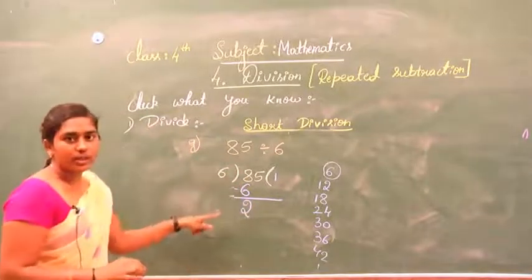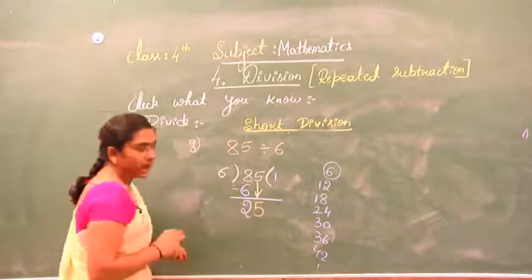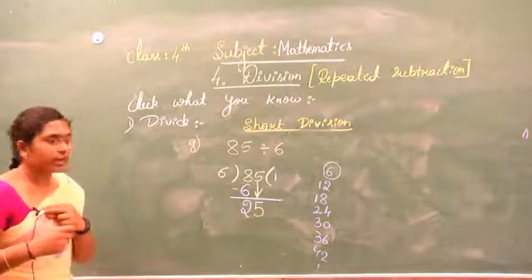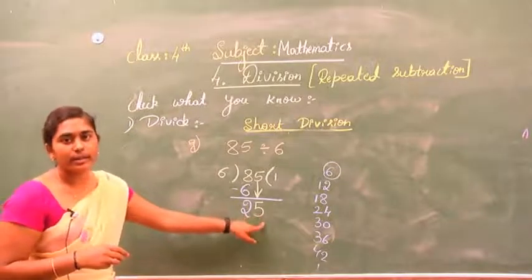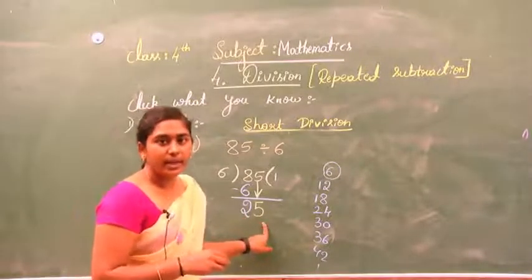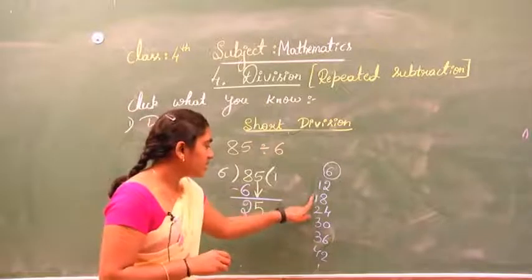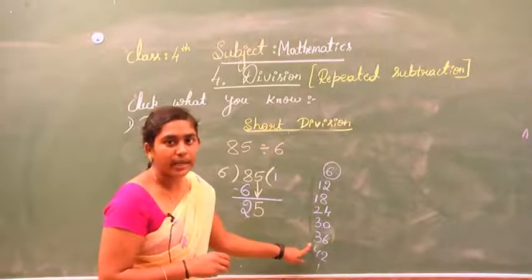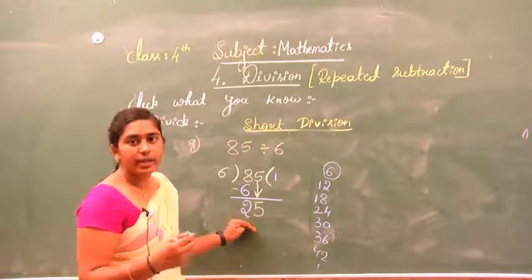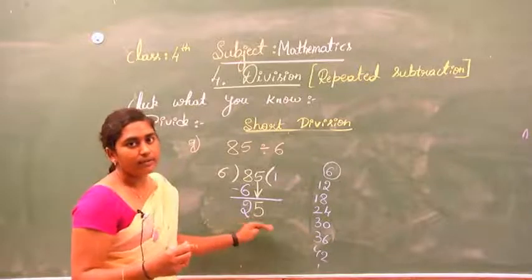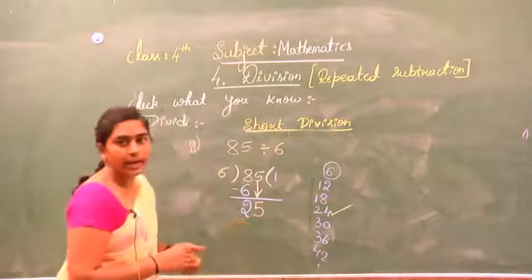After finishing one step, we need to take the next number down, that is 5. Next number 5 should be written below, after 2. Now if you read the number, you will get 25. Correct? For 25, is there any number in the table? Not there. Which number is less than 25 and very nearest to 25? You have to see the tables. Which is that? 24, right?